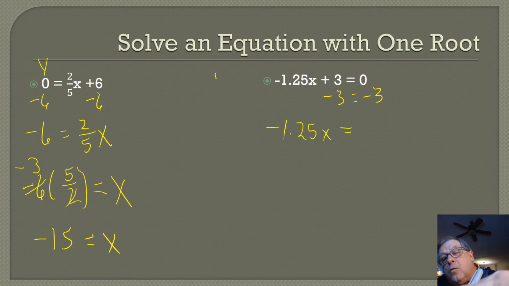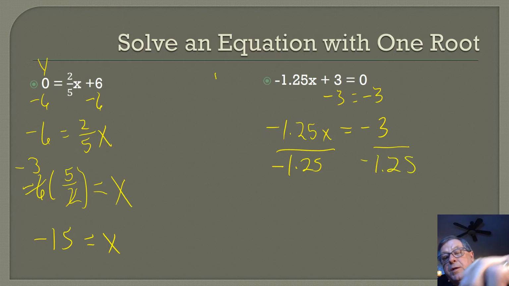1.25x equals negative 3. And again, I want to isolate the x, and so I want to divide both sides of this equation by negative 1.25. I'm going to do it like this, just so we can get a visualization of what we're doing. And let me get my calculator out here. So I got negative 3 divided by negative 1.25, and that comes to 2.4. And so x, dividing the negative by negative, is going to make that positive.